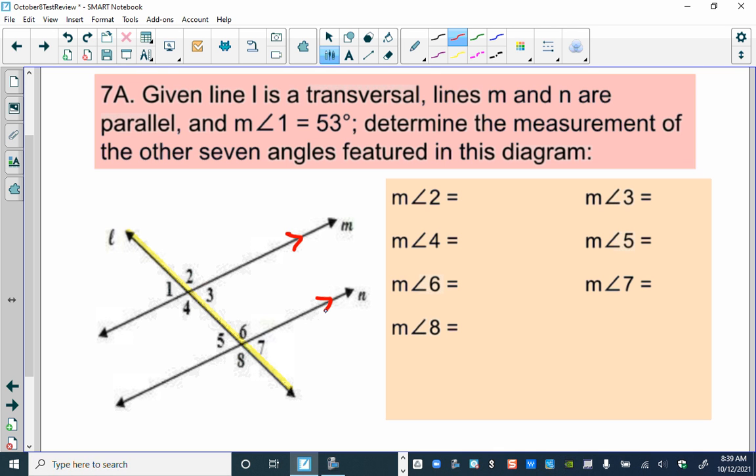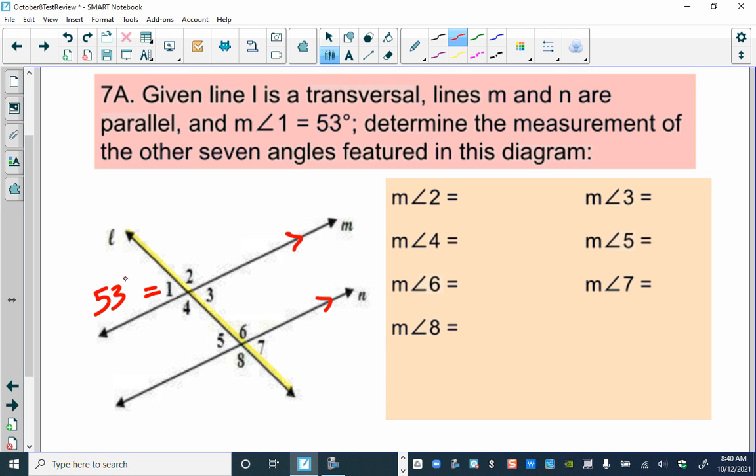Now, they told us the first angle here is 53 degrees. So angle 1, 53 degrees. Now, this was a quiz question that surprisingly stumped some of us. So we had a couple ways to think about it. Well, given angle 1 is 53 degrees, do we have enough information to get the 7 other angles? We do. Yeah, we do.